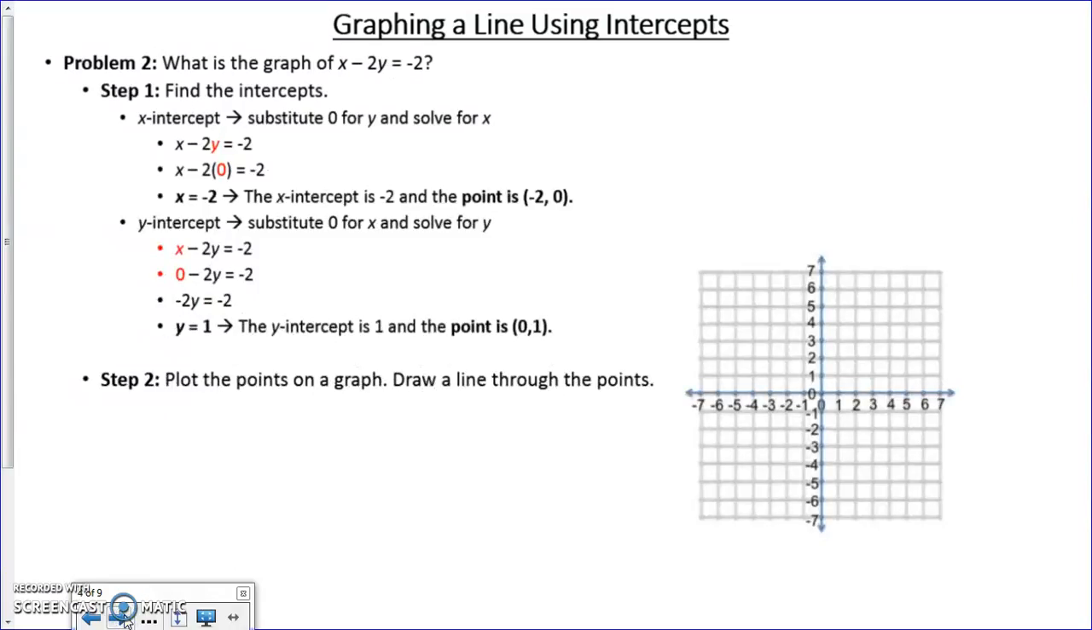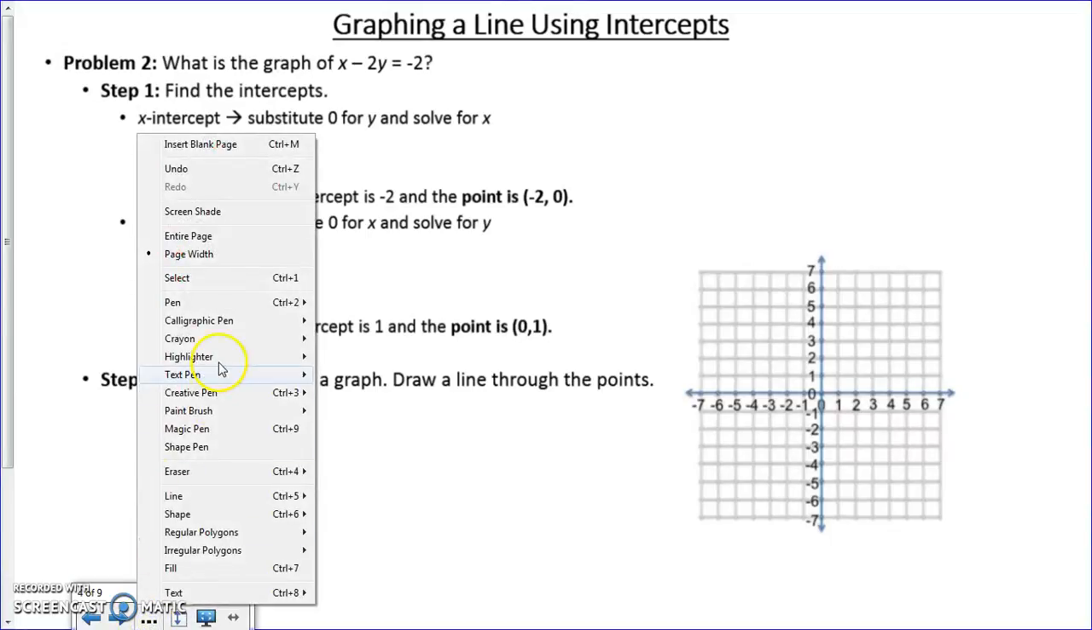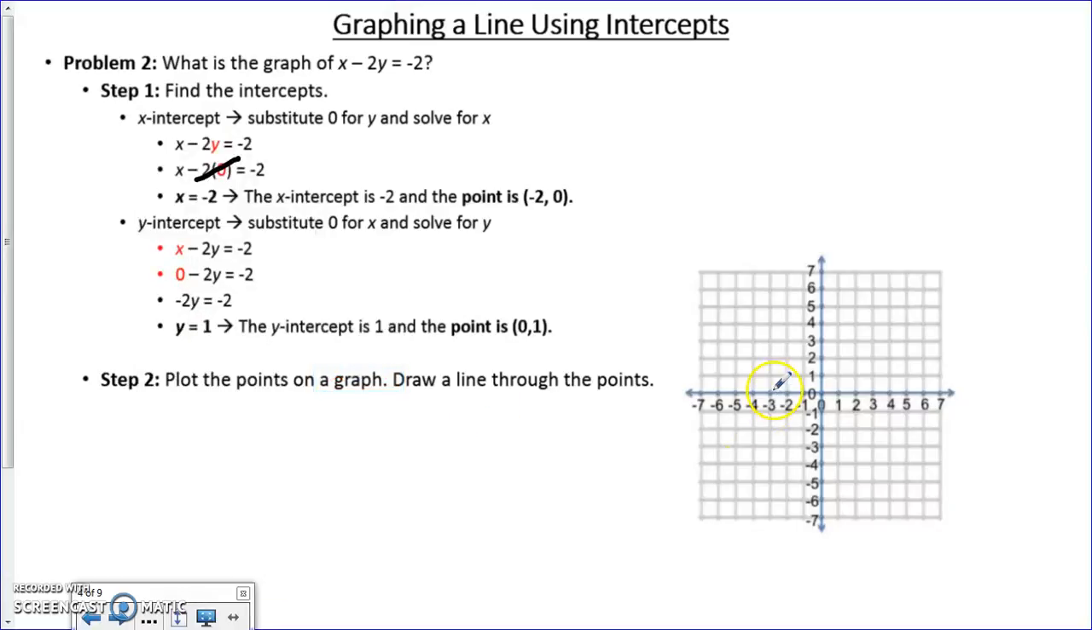What is the graph of x minus 2y equals negative 2? Step 1, you want to find the intercepts. So again, x-intercept, substitute 0 for y and solve for x. So x minus 2 times 0 equals negative 2, and this is nice because all we're left with is x is equal to negative 2. The x-intercept is negative 2, which is the point (-2, 0). Let's plot that point, which would be right here.